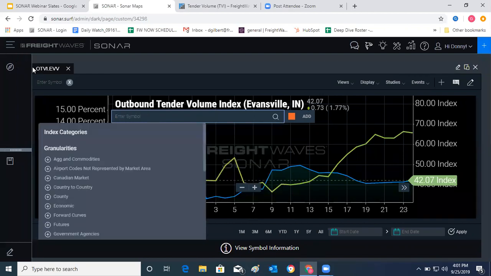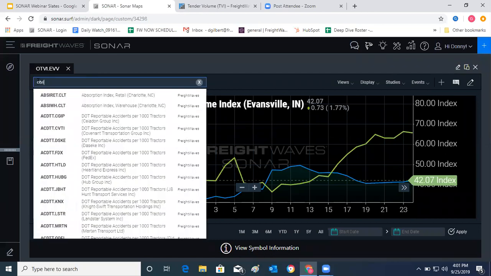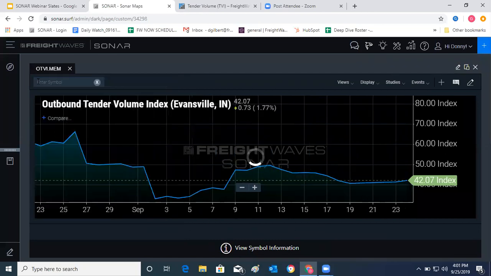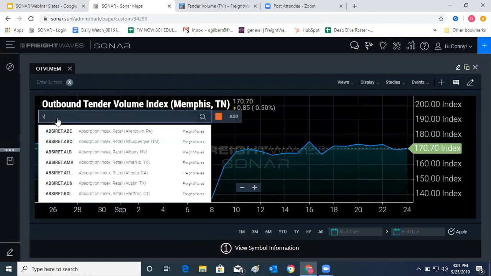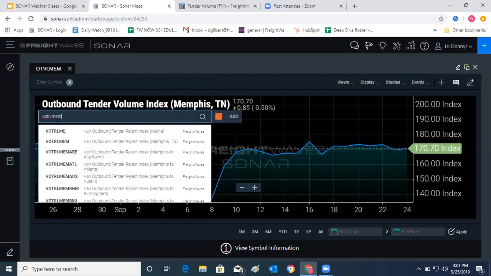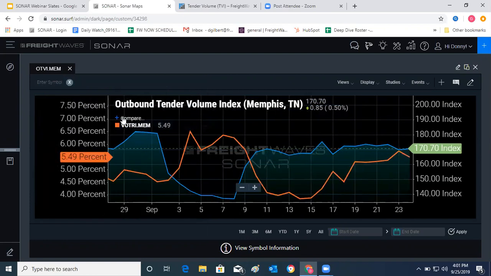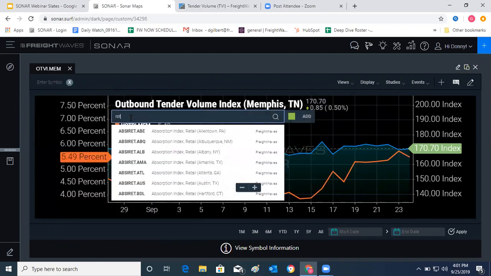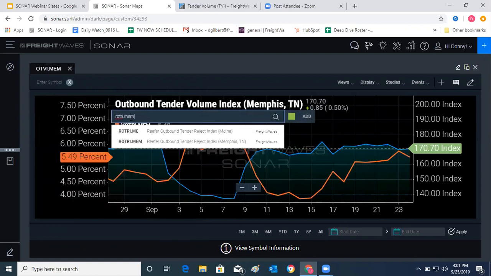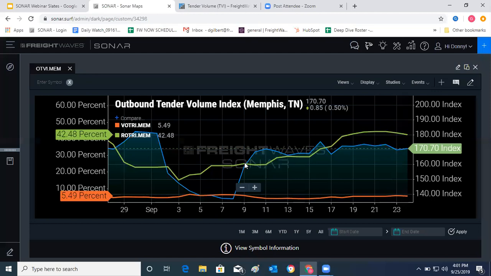But let's bring up Memphis. ROTRI.MEM. There's our drive and compare, ROTRI.MEM. So here looking at the Memphis market, again on the right is our index. We see where the outbound volumes have been pretty flat. But here in green, this is our reefer. We see here over the past couple of weeks, it's slowly been climbing up.